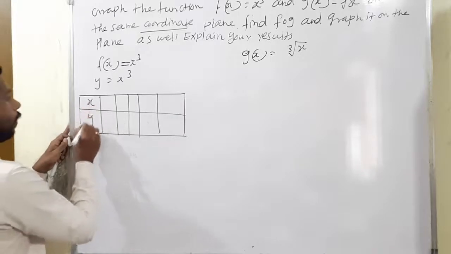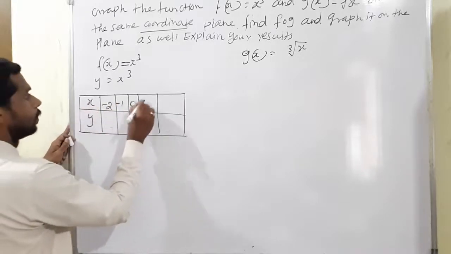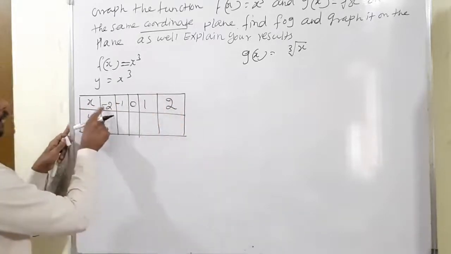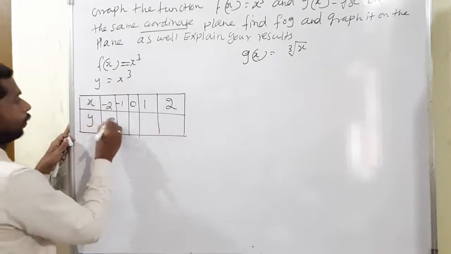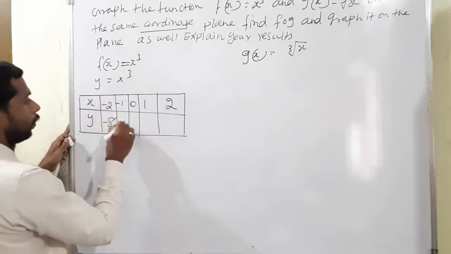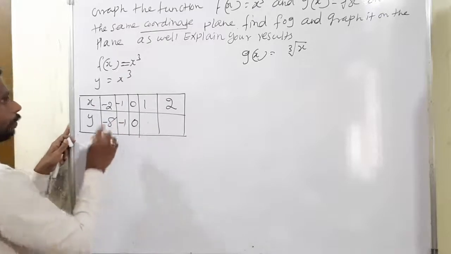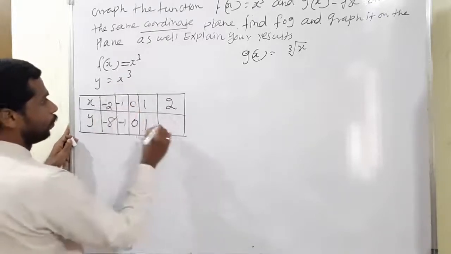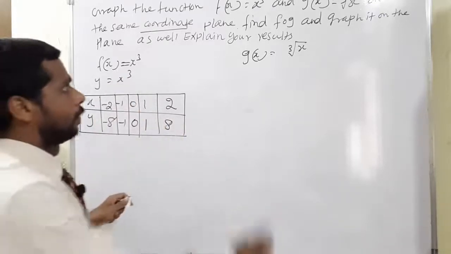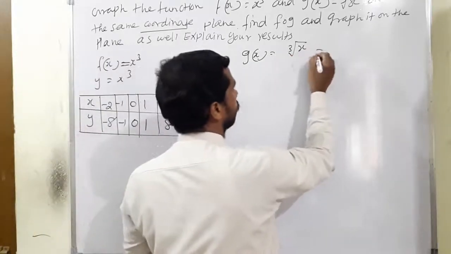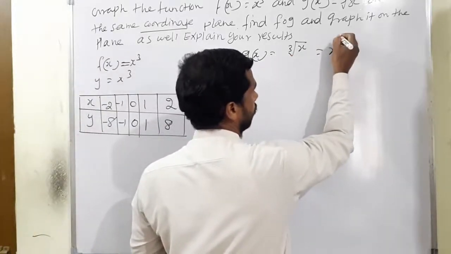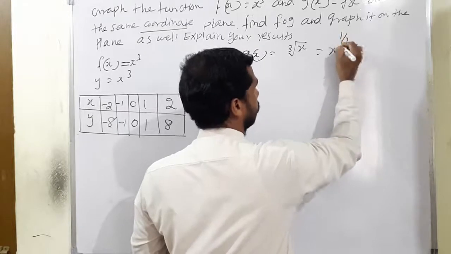So x, y: minus 2, minus 1, 0, 1 and 2. Minus 2 the whole cube means minus 8. Minus 1 the whole cube means minus 1. 0 means 0. 1 cube is 1. 2 cube means 8. Next, g of x is equal to cube root of x, which we can rearrange as x to the power 1 by 3.